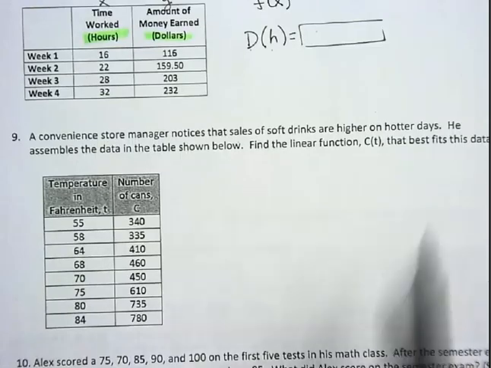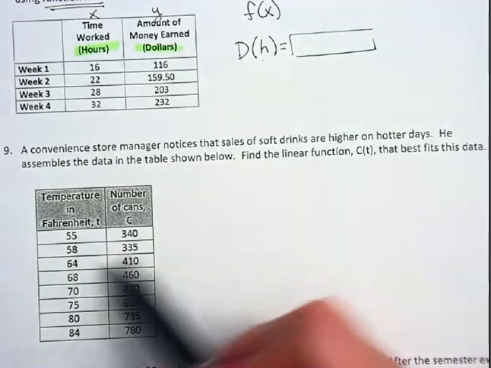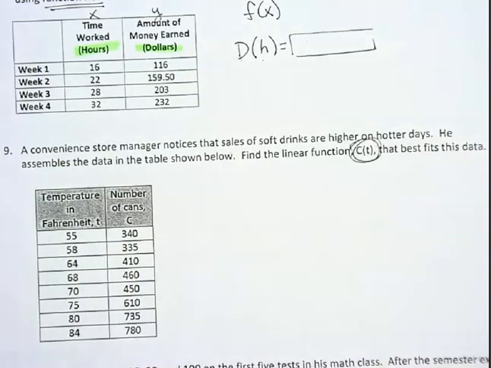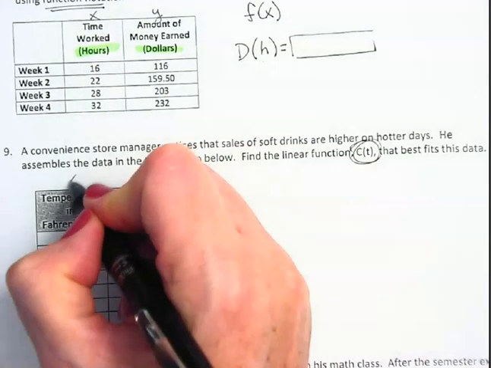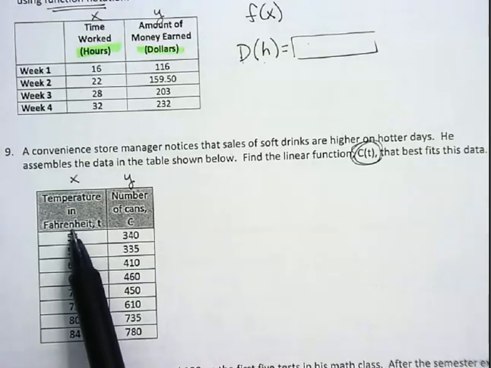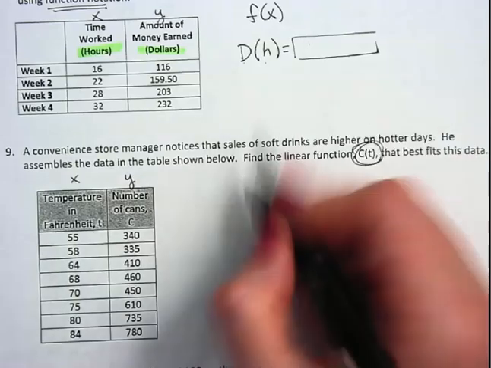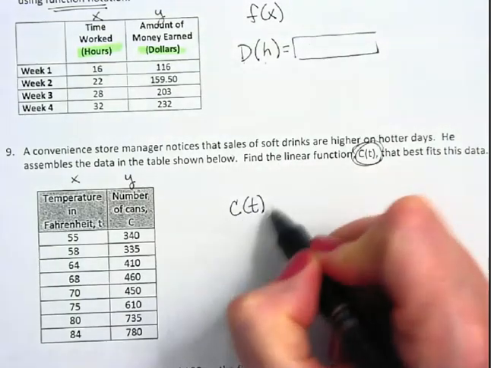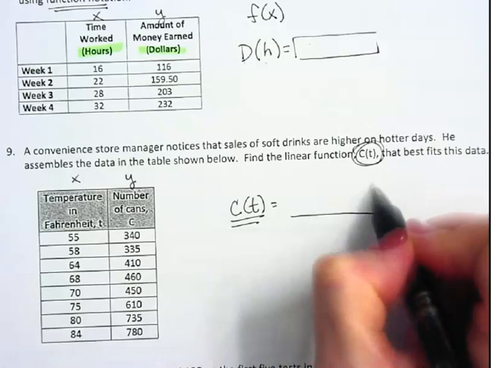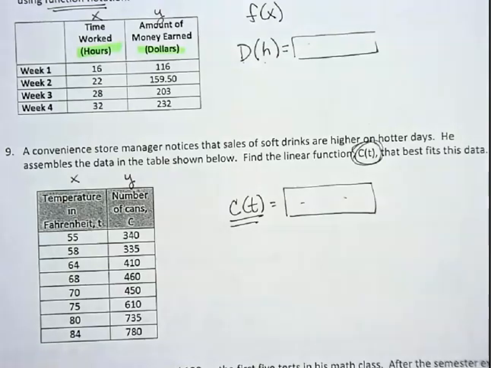I want you to take a second and pause your video. Oh no, never mind. I was going to say write your own function notation here, but it's actually given to you in the problem. This is usually our X column, and this is usually our Y. This information depends on this information. So the C, number of cans, depends on T, the temperature in Fahrenheit. So that's your function notation, and then you would use the calculator to get the equation. Remember, you need those calculator steps memorized. You can find that worksheet in your Google Classroom for earlier in the week.